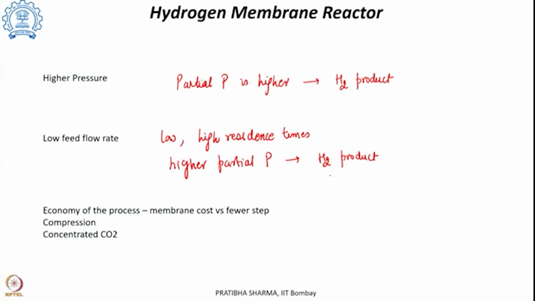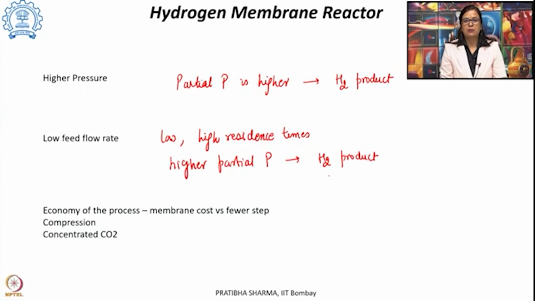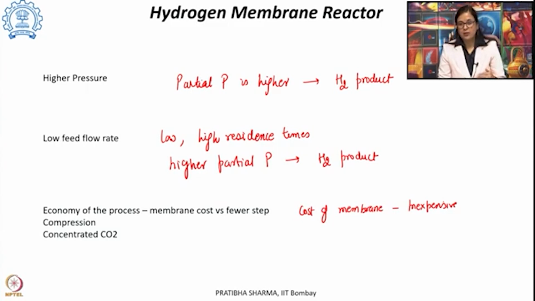Now, when it comes to the economics of the process, we have to see that the cost of the membrane should be lower. So, the membranes need to be inexpensive, and there will be a trade off between the cost of the membrane and the number of processing steps it is saving in terms of reducing the number of steps involved.